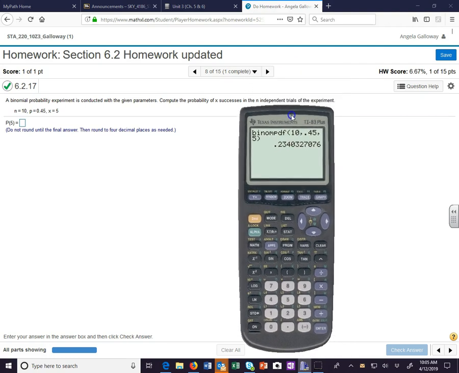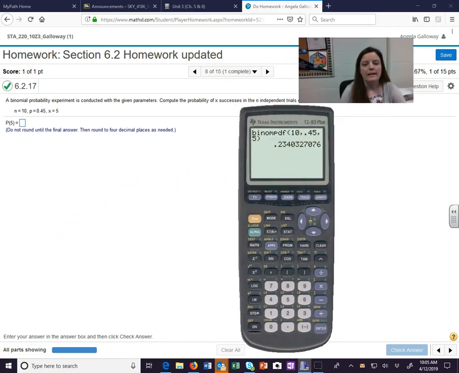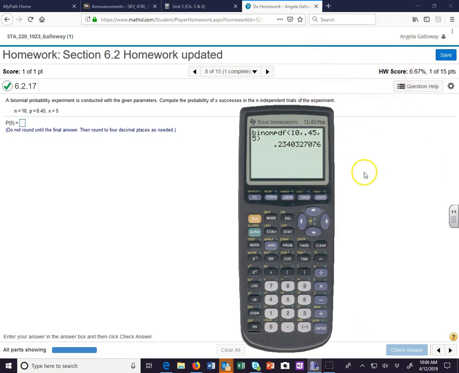Some of you might have calculators that have the prompts, which actually tell you what to put in. It'll say trials, probability, and x. But other calculators, mainly older versions or ones that are a level down from this one I'm showing, you actually have to remember what order to put the values in. If you have the prompts, you type them in, push enter, and it'll come out looking like this, and then you just see the answer.